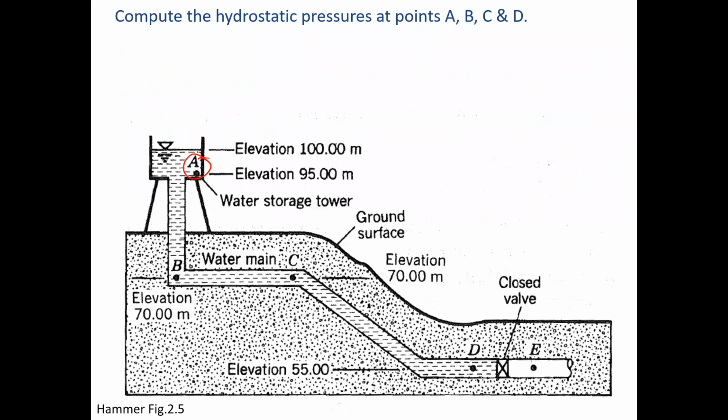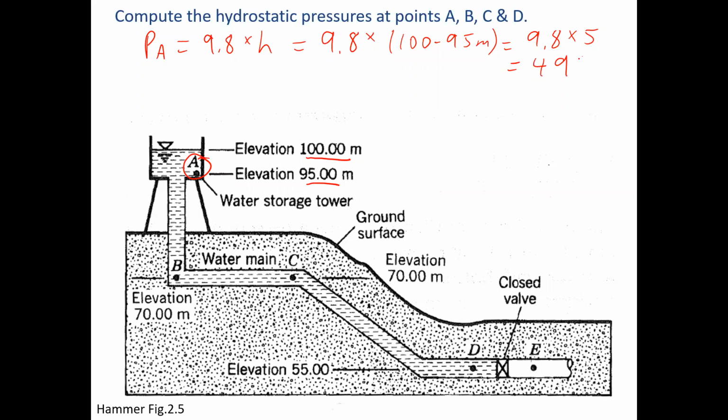Here's A. So pressure at A. It's always 9.8 times height. So 9.8 times, what is the height? You can see our elevations are listed on the diagram. So the height, of course, is 100 minus 95 meters, and so that's 9.8 times 5. Grab my calculator here. 9.8 times 5, and that's 49 kilopascals. There we go. So that's A.